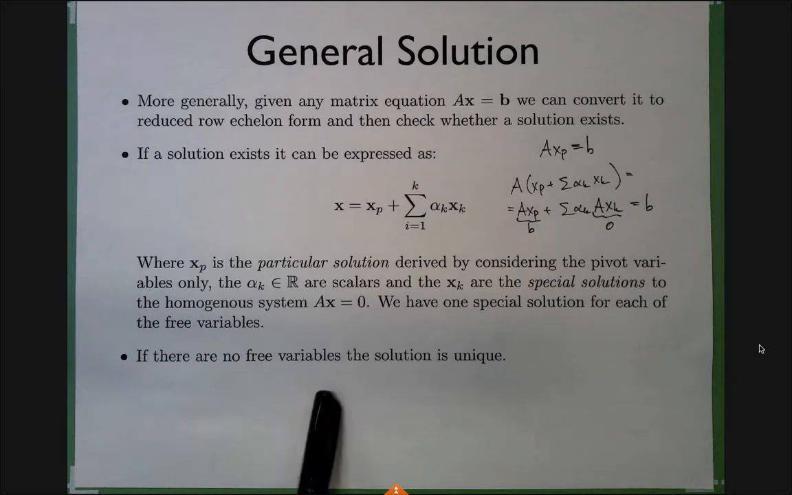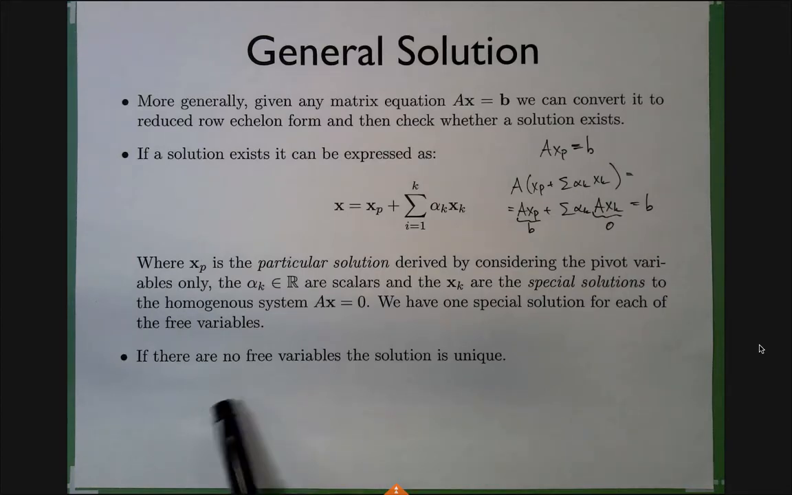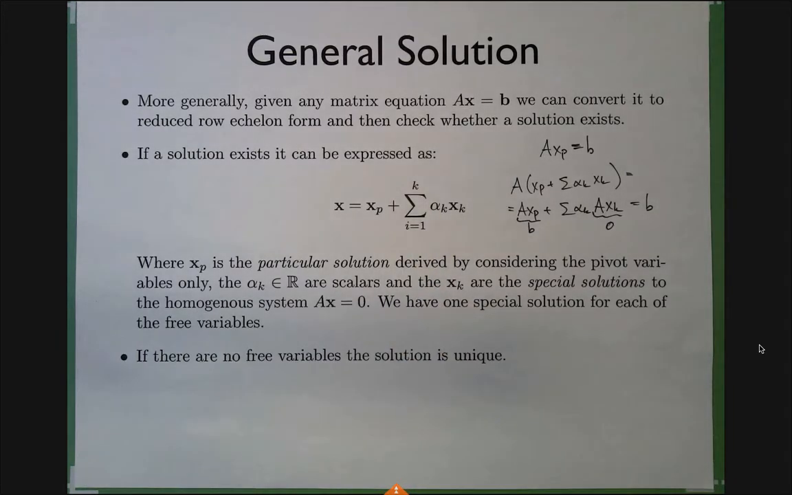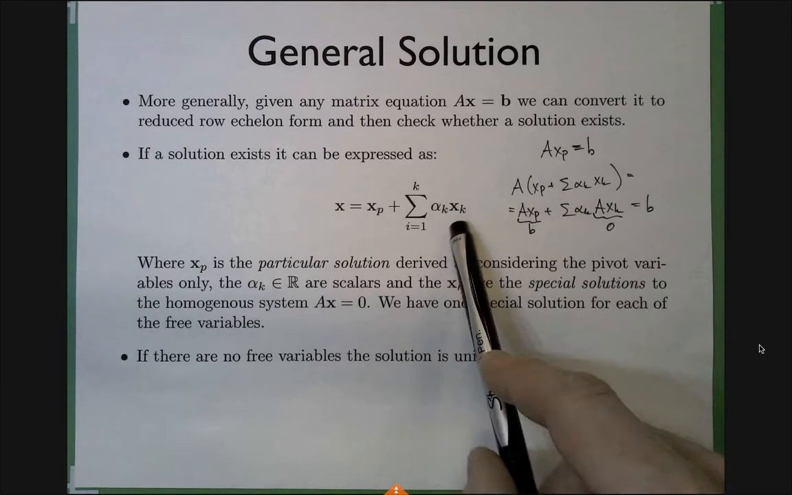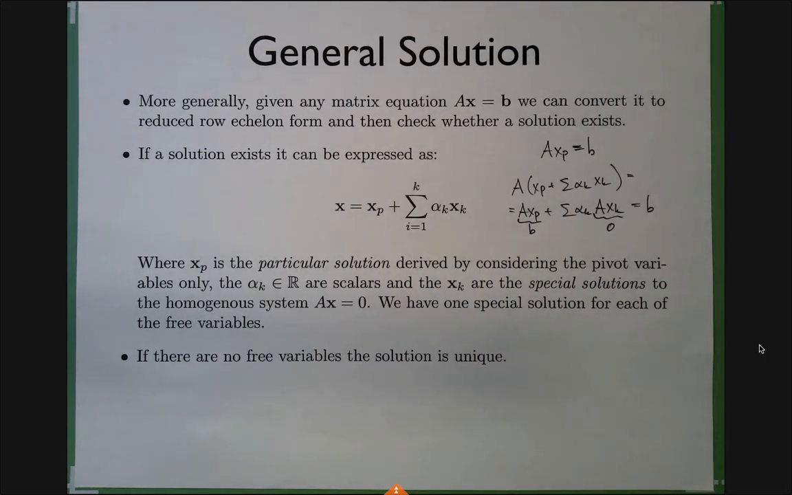Also, in the special case when you get no free variables when you perform Gaussian elimination, transform it to reduced row echelon form, and you see that there are no free variables, well, that means that the solution is unique, right? I guess that would correspond to this k being 0. So this term in the sum doesn't appear, and you have just a single solution there.